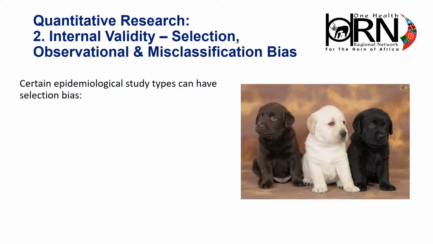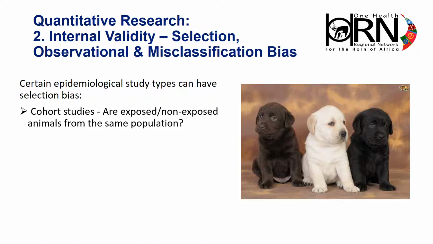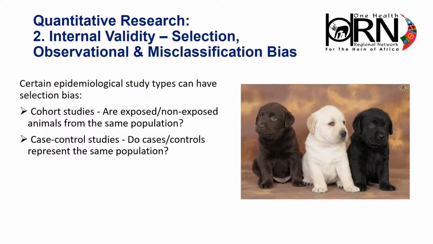Remember that some study types are particularly prone to certain types of selection bias. For cohort studies, determine if the exposed and non-exposed animals are from the same population. For case-controlled studies, determine if the cases and controls are representative of the same population.